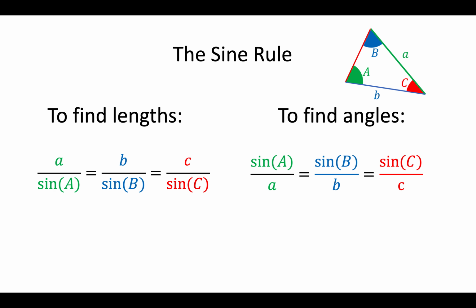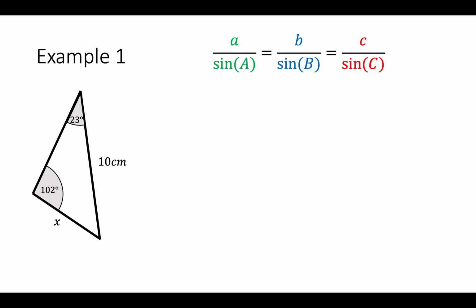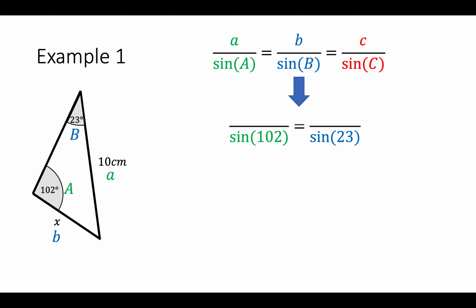Okay, let's see that in an example. Here we have a non-right-angled triangle with an angle and the opposite length already labelled. So this is definitely the sine rule. We can label that like this, and the B and the b are there. We put those numbers into the equation up top, and we get this. We don't bother with the C over sine C in most questions. We have 10 over sine 102 equals x over sine 23.